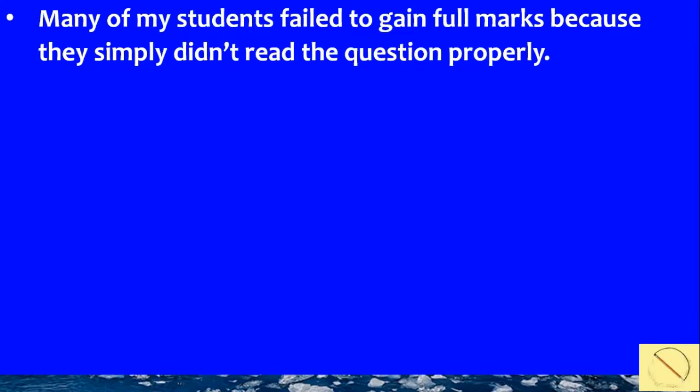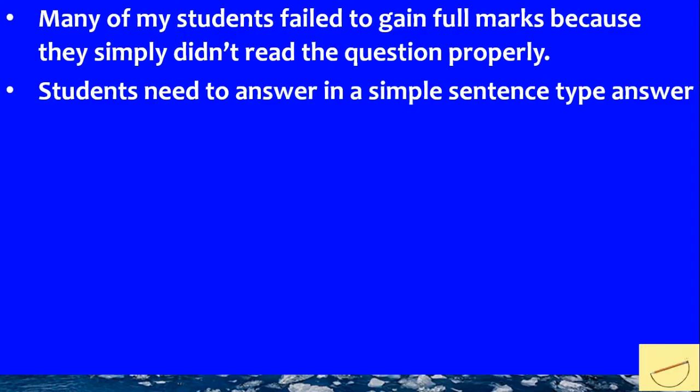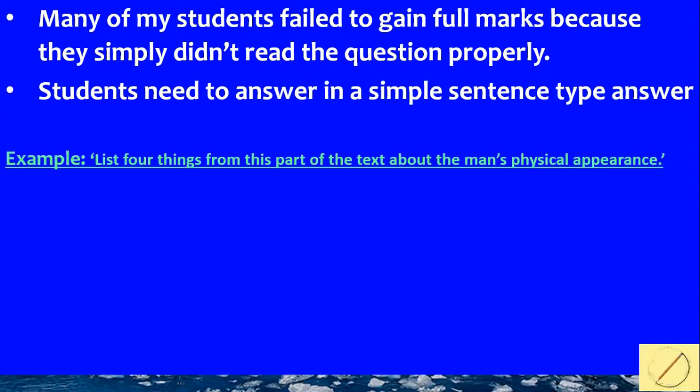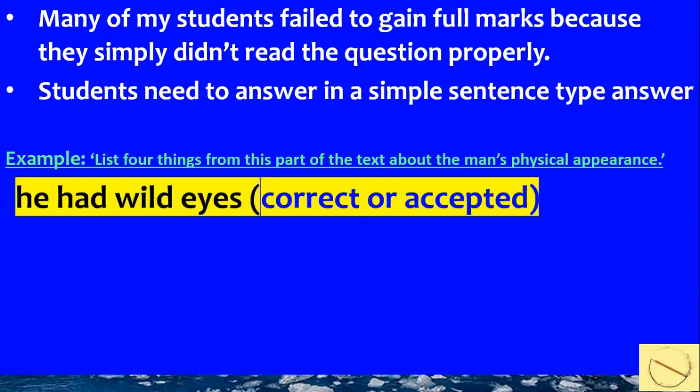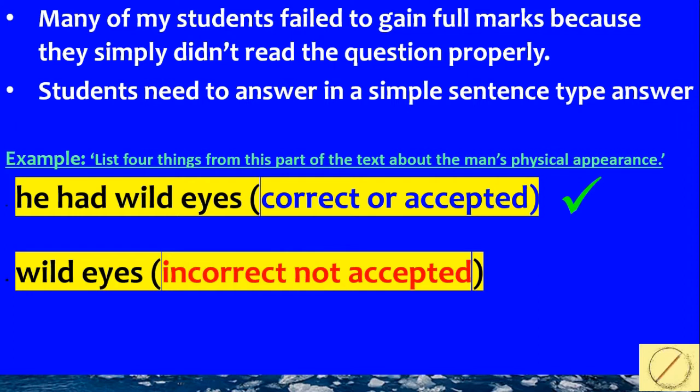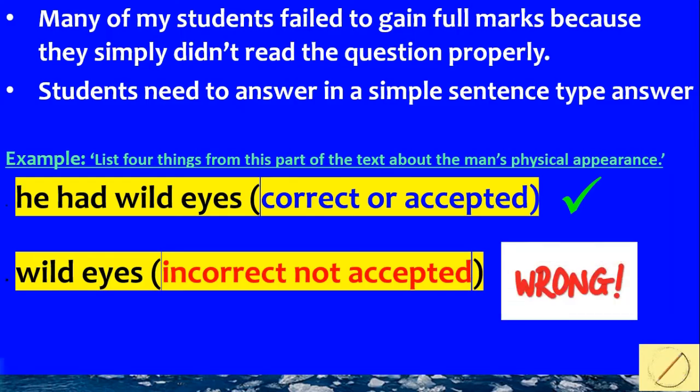Many of my students fail to gain full marks because they simply didn't read the question properly. Students need to answer in a simple sentence type answer. For example, list 4 things from this part of the text about the man's physical appearance. He had wild eyes would be correct or accepted, but a lot of students just put things like wild eyes. So it's not answering the question of things about the man's physical appearance, it just says wild eyes. Things like that will be incorrect and they won't be accepted. So make sure you just do a simple sentence.